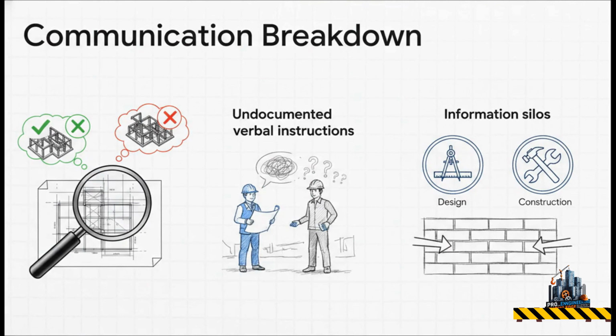And these breakdowns, they can happen in so many ways. It might be someone misreading a really complex drawing. Or maybe it's just a casual comment on site, a hey, just do it like this, that never gets written down. Or you have information silos, where the design team and the construction crew are basically living in different worlds, not sharing crucial updates. Each tiny gap can spiral into a huge detour from the original plan. Every one of those misinterpreted lines is just a potential disaster waiting to happen.